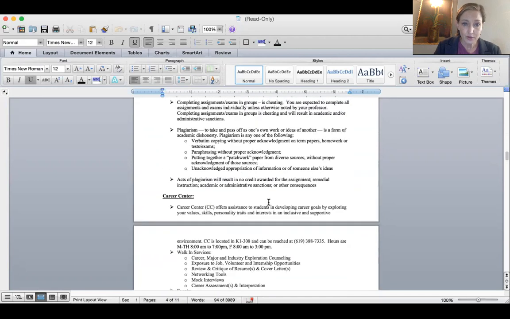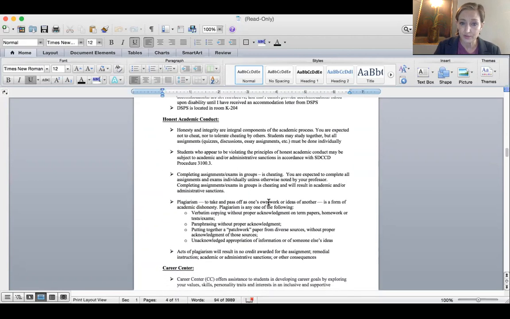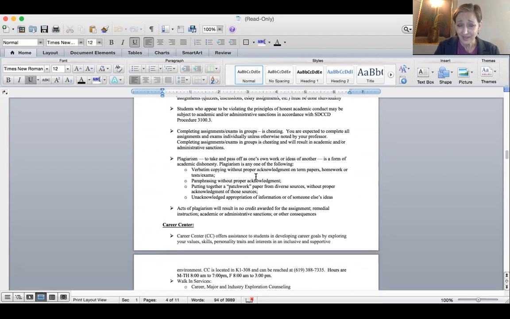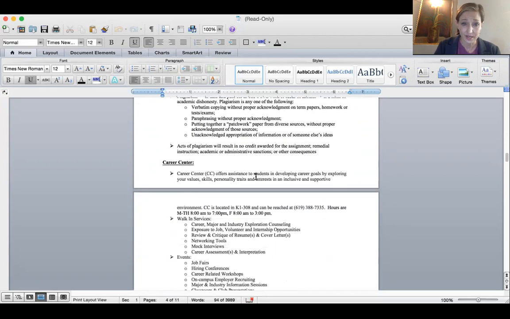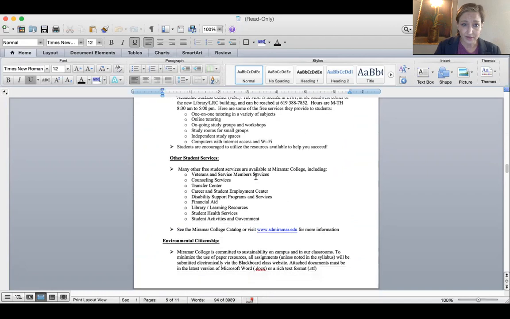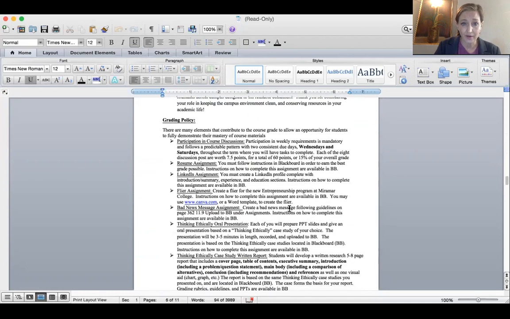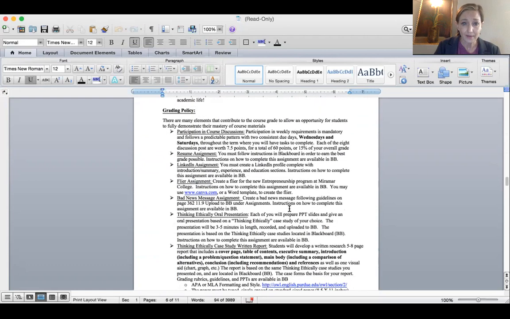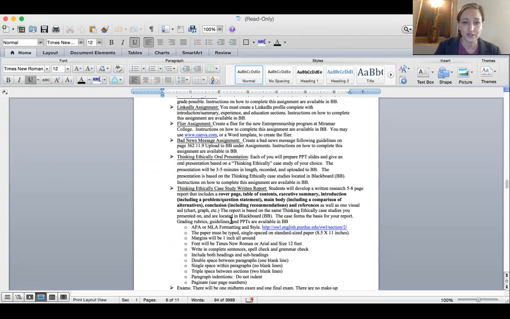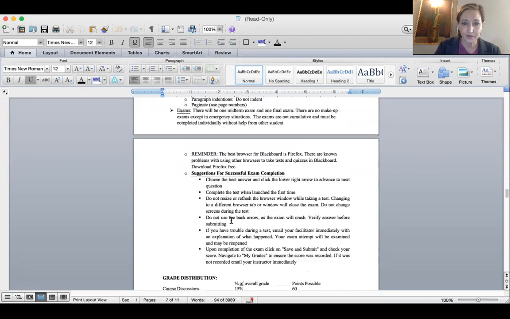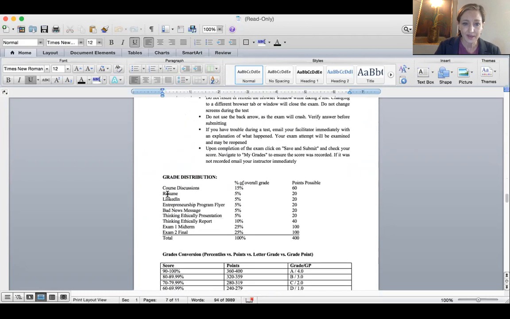Okay. So no cheating. Cheating includes plagiarism and completing things like exams in groups. There's information on different services available on campus. And then this is the grading policy. It shows you the breakdown of the grade, a little bit about each of the assignments. On Blackboard, I'll give you a lot more information on each of the assignments, but here's some of the basics of them, and then the breakdown of the percentage of your overall grade, the assignment, and then the points possible.